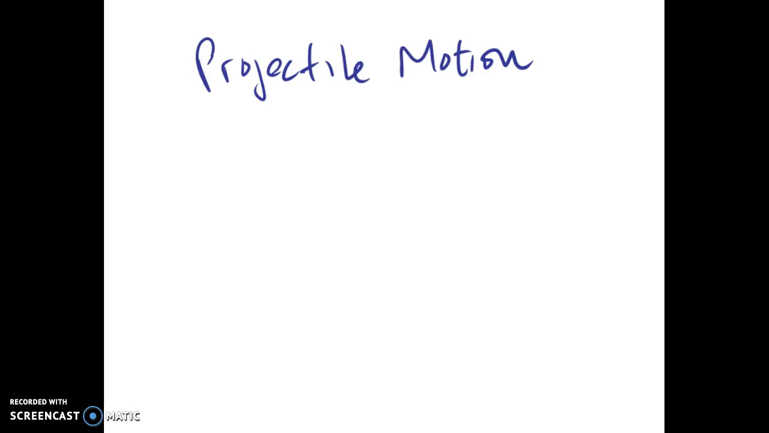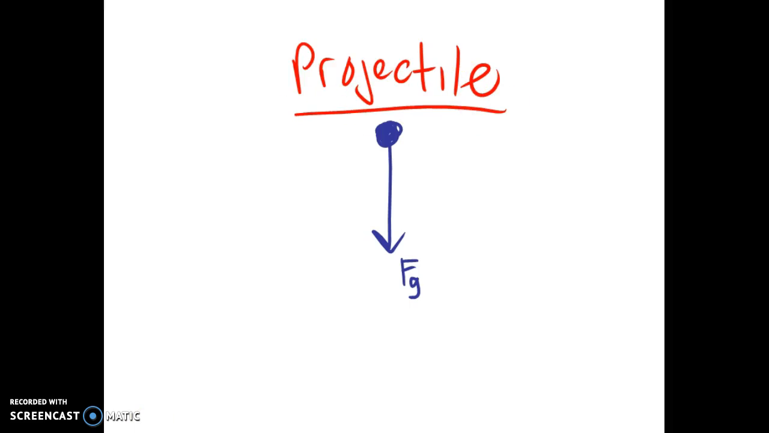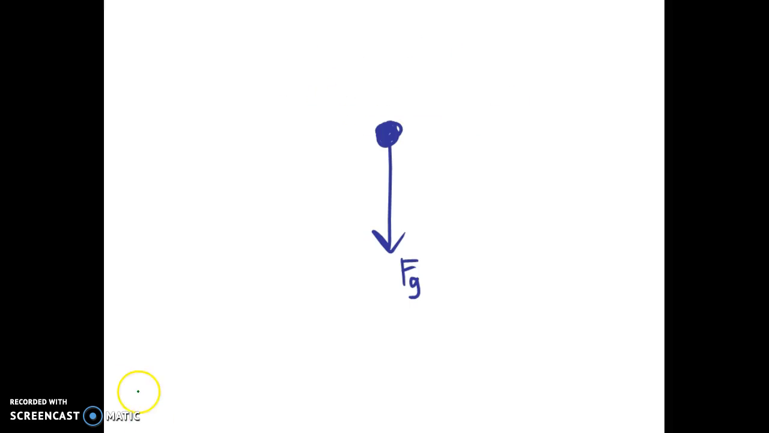This is a quick review of projectile motion. If this is the force diagram for an object, then it's a projectile. And you may recall that's also an object in free fall. You may ask, why are there two different terms for that?